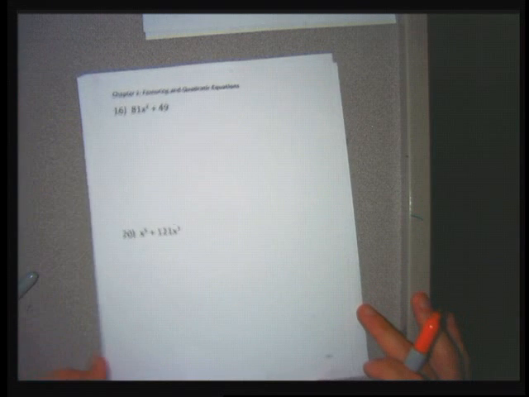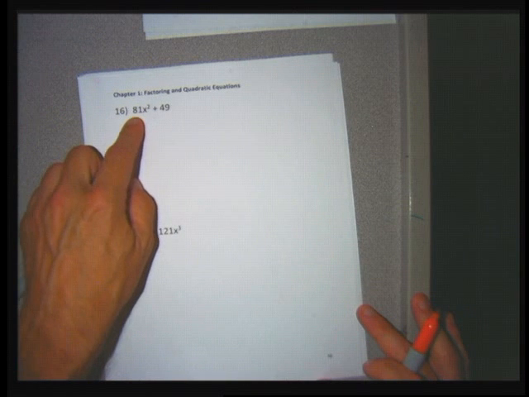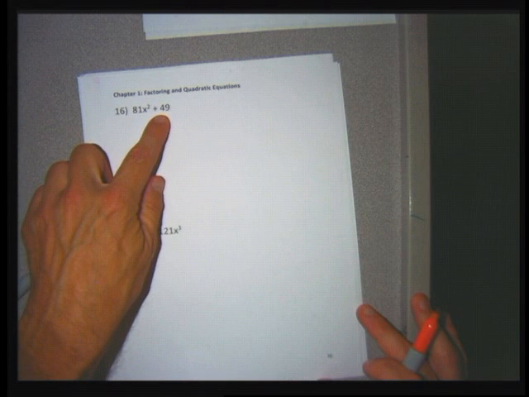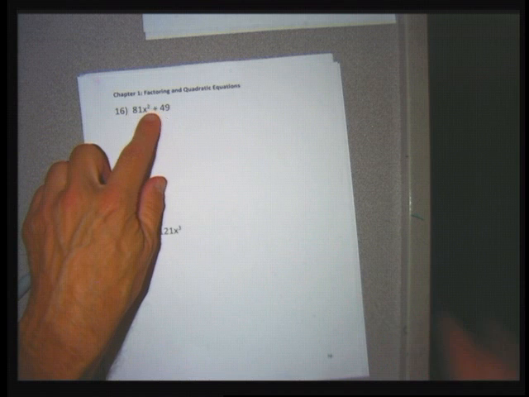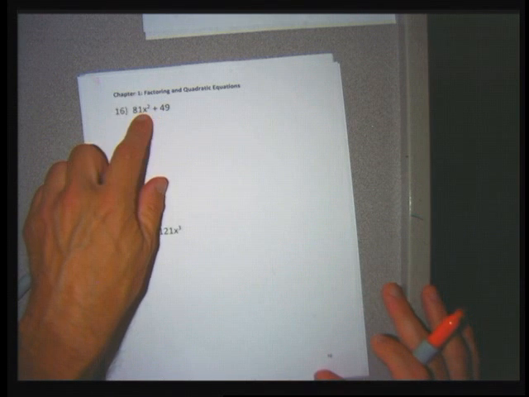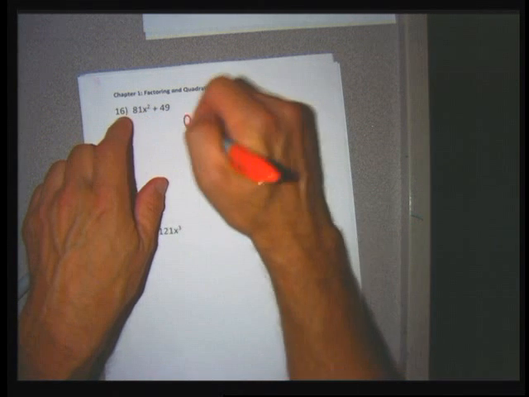16 is a sum of squares again, because 81 has a square root of 9, 49 has a square root of 7, so it fits the squares. It has a plus sign, and this x squared keeps it a square. Sums of squares are all prime.